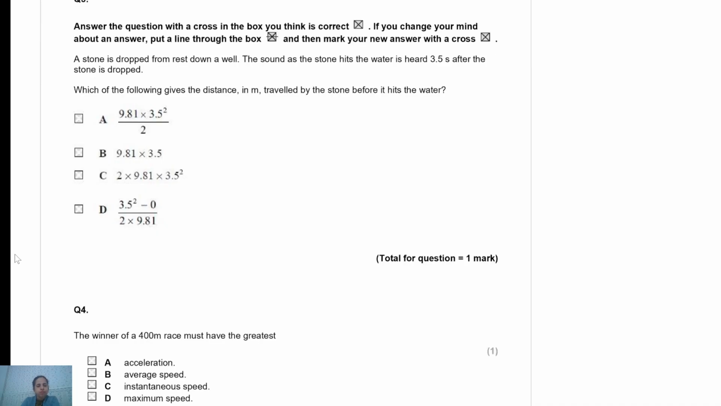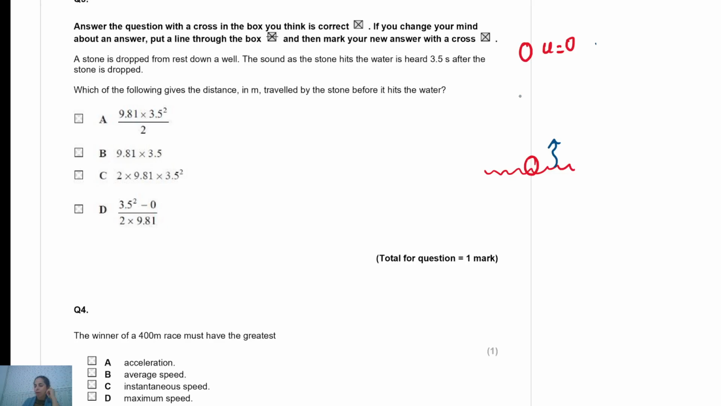Okay, all right, let's do this. A stone is dropped from rest. Fine. So the stone's starting speed is 0, down a well. Okay, so there is a well. The sound as the stone hits the water is heard 3.5 seconds after the stone is dropped. So what would happen is your stone would hit this, and the minute it hits, a sound wave would travel up and would be heard after 3.5 seconds. Okay, which of the following gives the distance in meters traveled by the stone before it hits the water? How much distance would it travel?